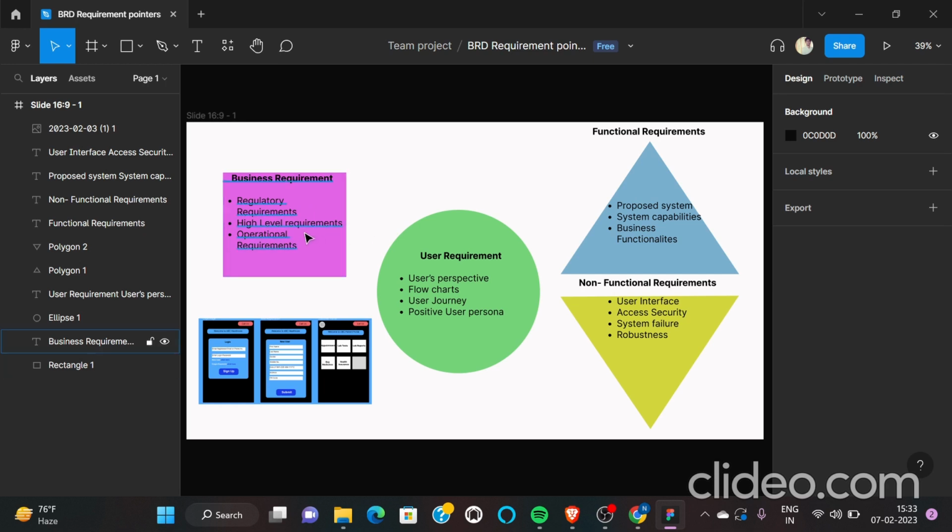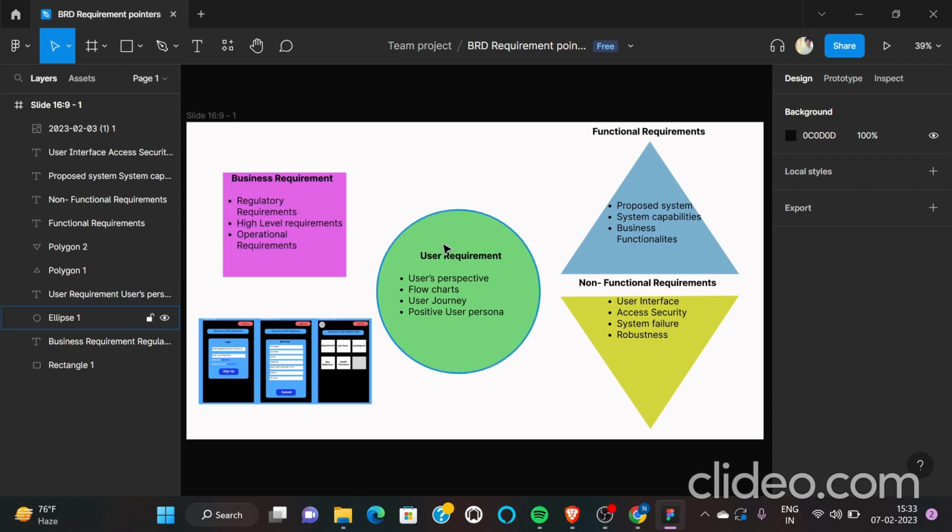We have high level requirements as well, where we want to figure out why we are creating the service. We have operational requirements. In operational requirements, we have to find out how the business is operating offline so that we get the understanding of the service which we are trying to deliver.